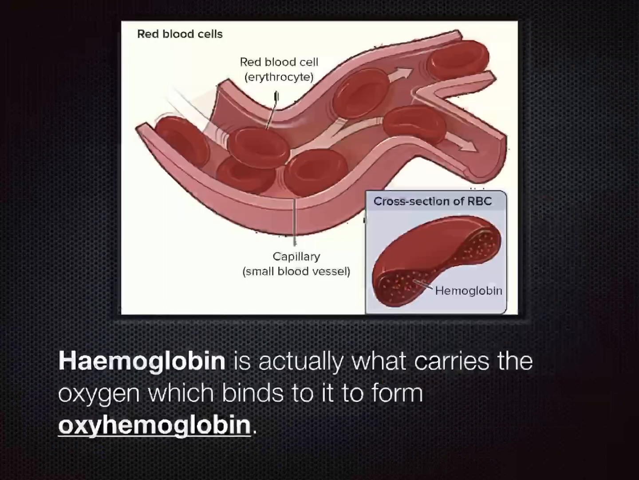Okay, so hemoglobin, it's important. You know that hemoglobin, you can see in the close-up picture there, is a protein packed inside our red blood cells. Oxygen enters the red blood cell, so it diffuses through the membrane of the red blood cell, and it binds to the hemoglobin, forming oxyhemoglobin. So if you're asked how oxygen is transported around the body, you would say that oxygen binds to hemoglobin inside red blood cells.